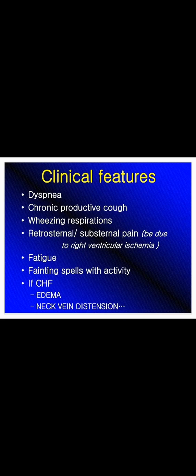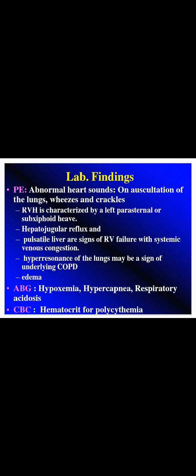In case of chronic congestive heart failure, the person may develop edema and neck vein distension, that is jugular venous distension. Then an enlarged palpable liver, ascites, and pleural effusion may occur due to this cor pulmonale. Next we can see the laboratory findings.